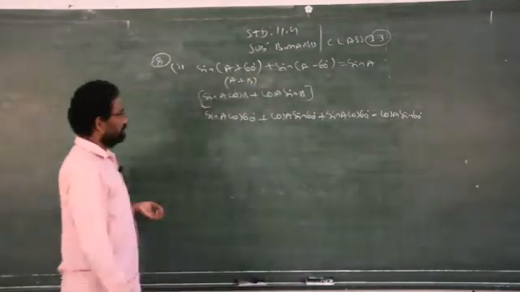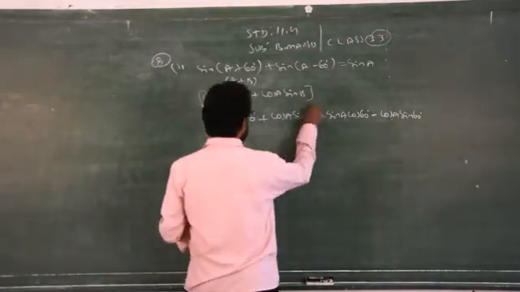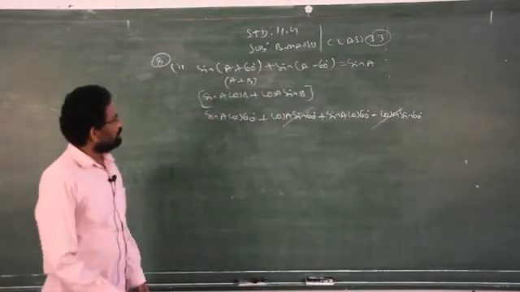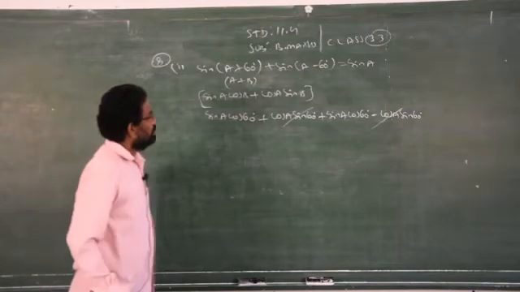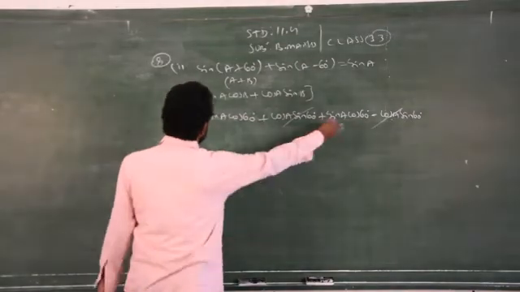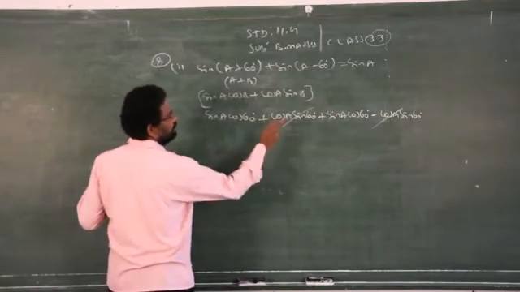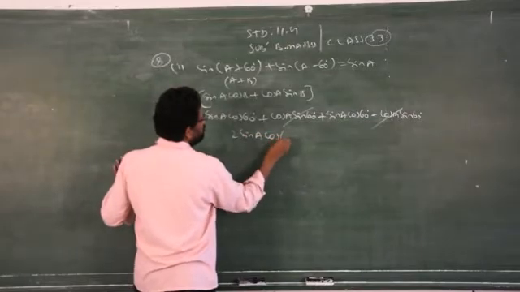Now you try to eliminate some terms. You can easily cancel these two: plus cos A sin 60 and minus cos A sin 60. So these get eliminated. What are the remaining? Sin A cos 60 and sin A cos 60, so 2 sin A cos 60.